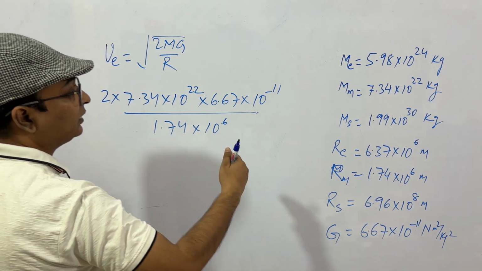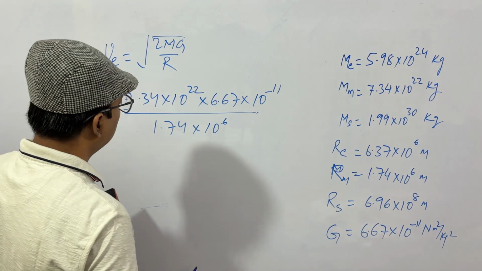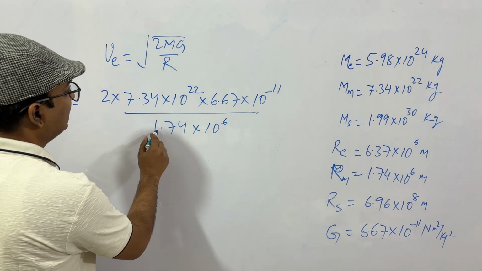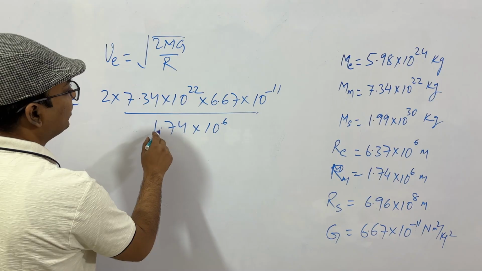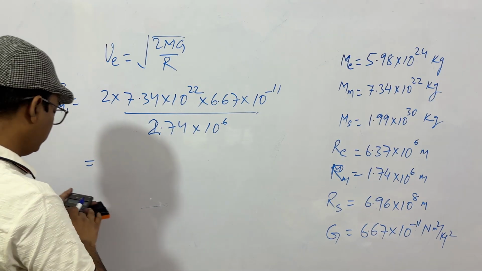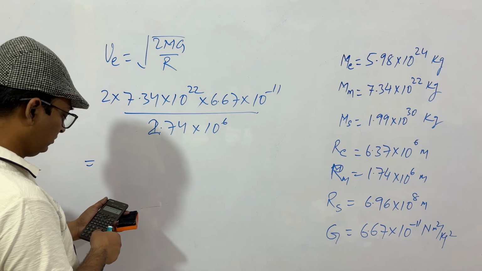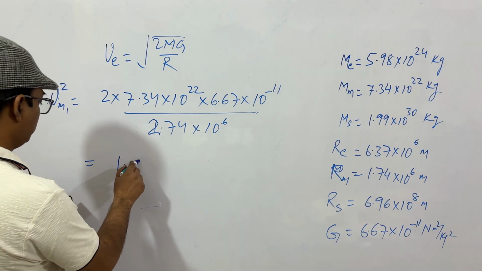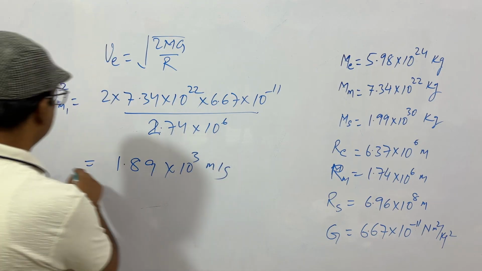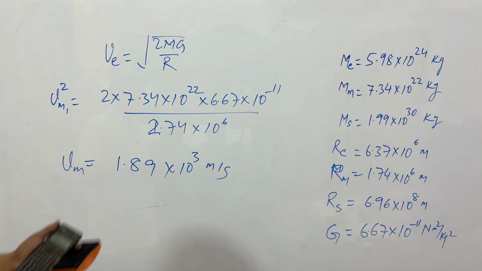When the particle, or the body, is at a height of 1000 kilometers, what we'll do is add 1000 kilometers, which means 1 into 10 to the power 6. So this will become 2.74. So let's see what is that value. It comes to 1.89 into 10 to the power 3 meters per second. So your Vm is 1.89 kilometers per second.